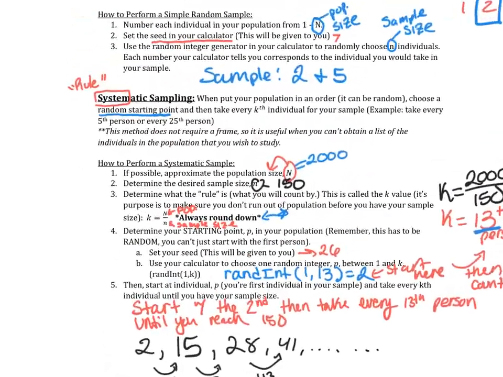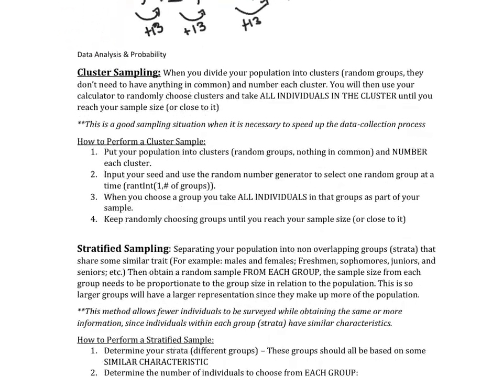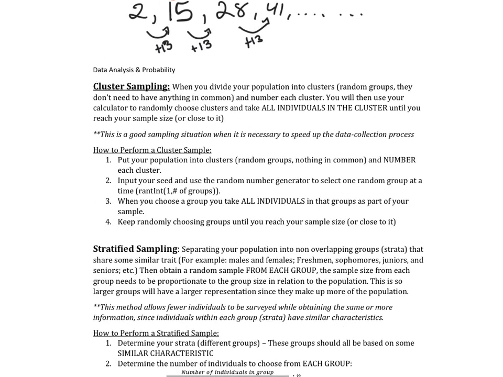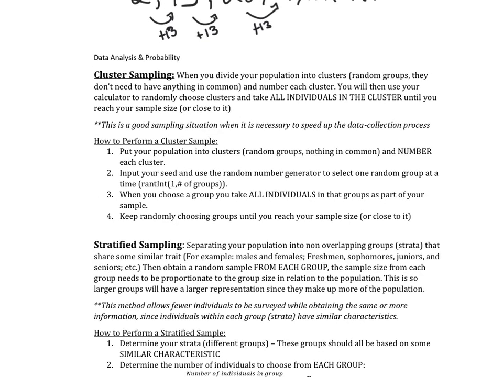So systematic, following a rule. Cluster sample is when we divide our population into clusters. They're just random groups, little clusters of people. They don't have to have anything in common. And you're going to number each of your groups. So group number 1, group number 2, group number 3, and so on.